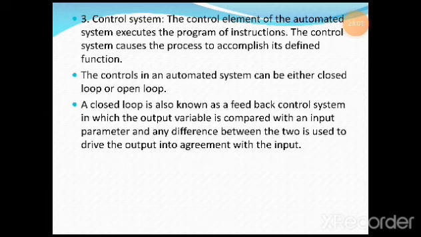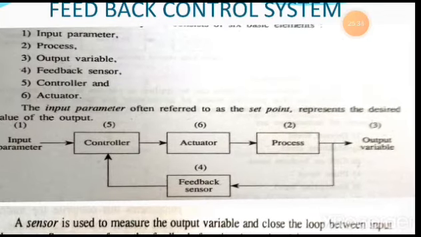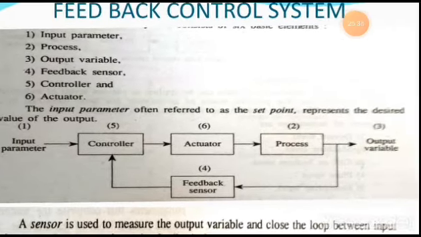A closed loop is also known as a feedback control system, in which the output variable is compared with the input parameter, and any difference between the two is used to drive the output into agreement with the input. Whatever the input is, we verify whether the output is coming correctly or not, and if any error is there, it can be rectified. As you can see clearly in the figure, this is called a closed loop control system. This is as good as a revision of what you have already learnt in the mechatronics subject.